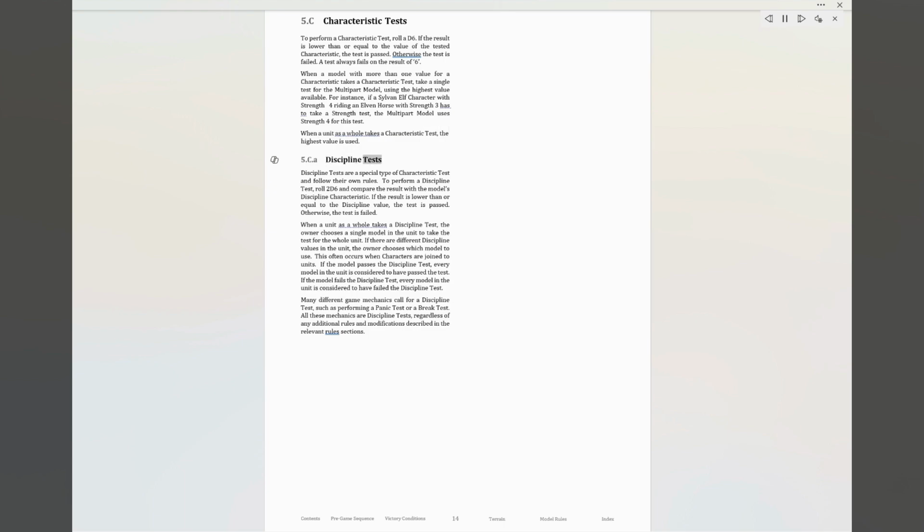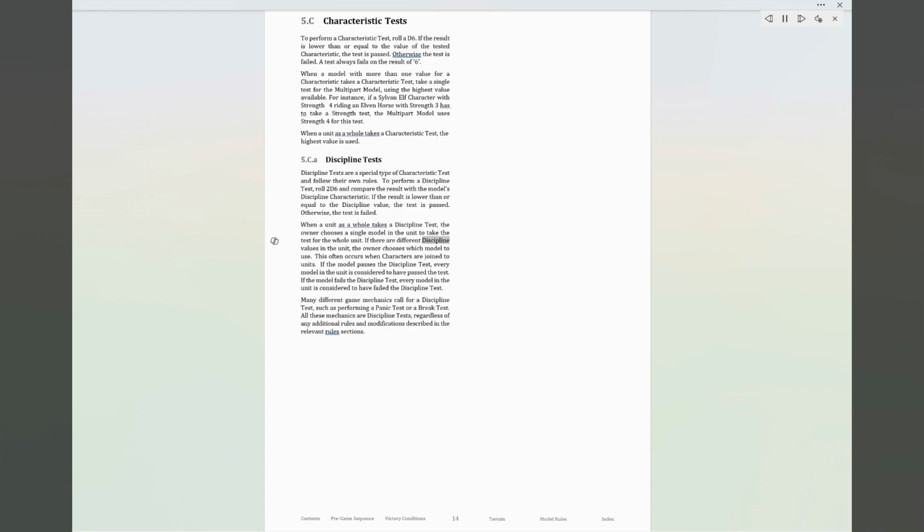Discipline tests. Discipline tests are a special type of characteristic test and follow their own rules. To perform a discipline test, roll 2d6 and compare the result with a model's discipline characteristic. If the result is lower than or equal to the discipline value, the test is passed. Otherwise, the test is failed. When a unit as a whole takes a discipline test, the owner chooses a single model in the unit to take the test for the whole unit.